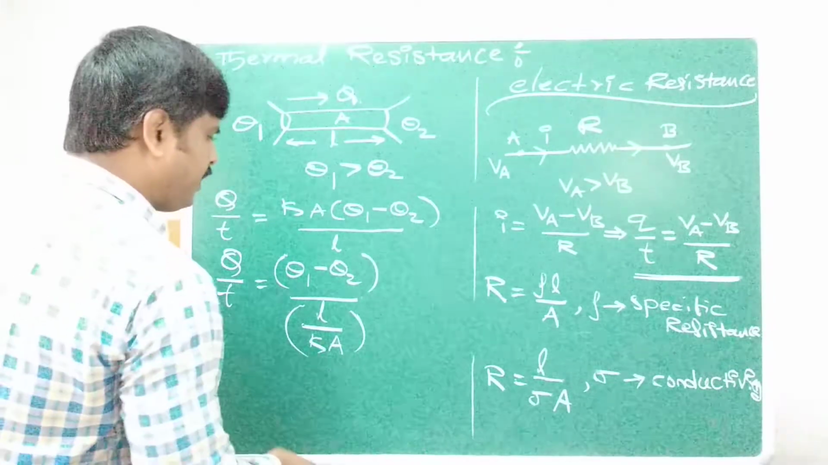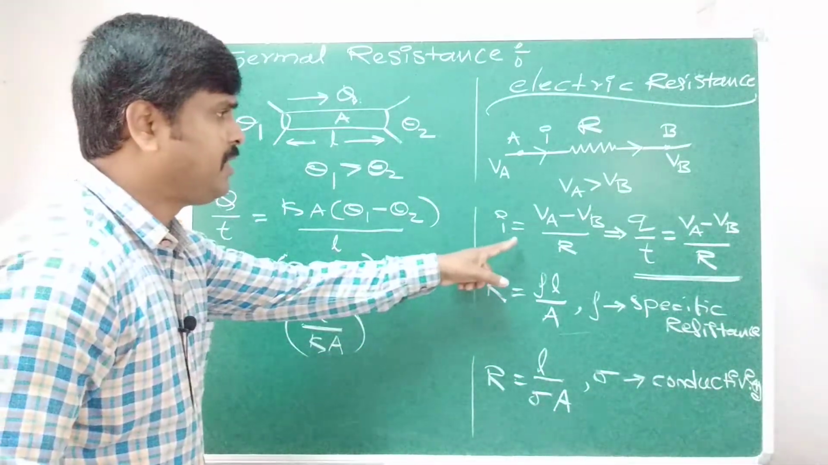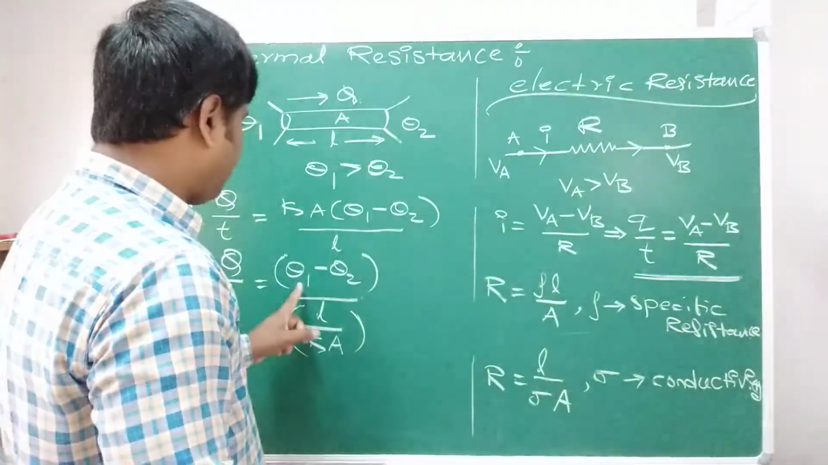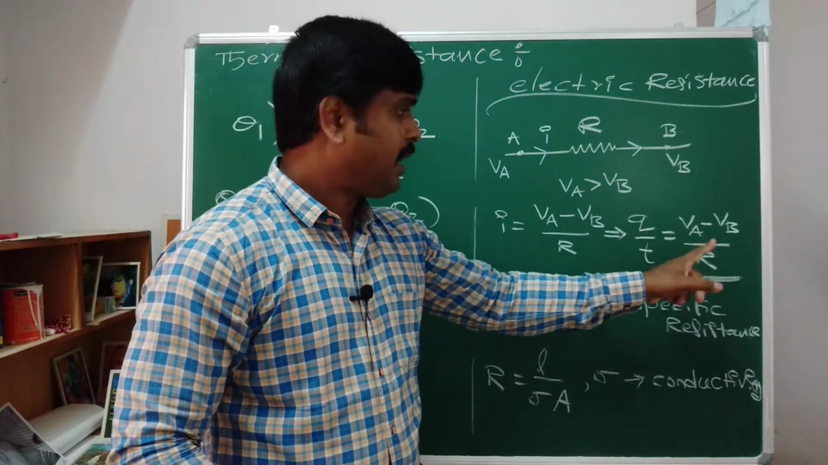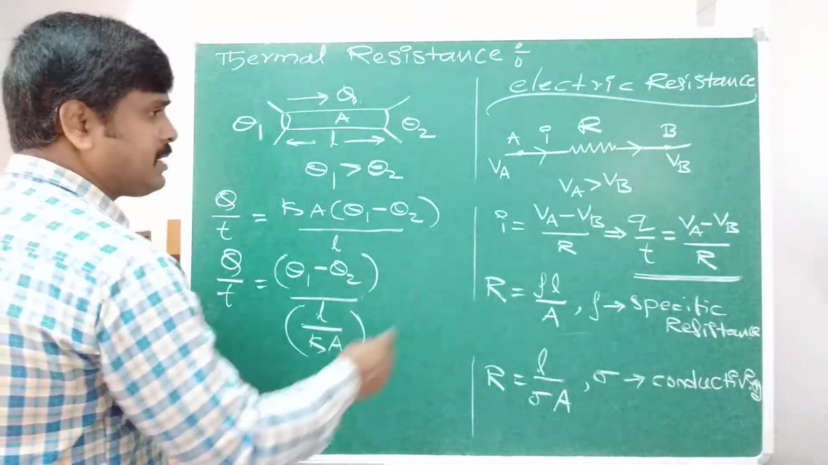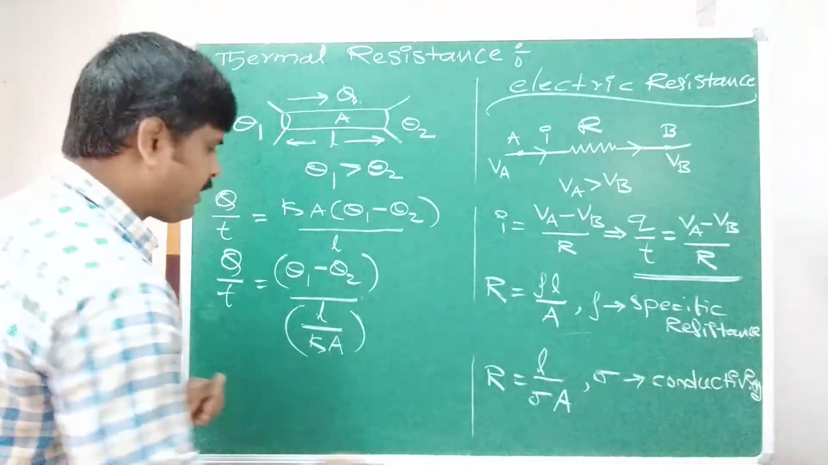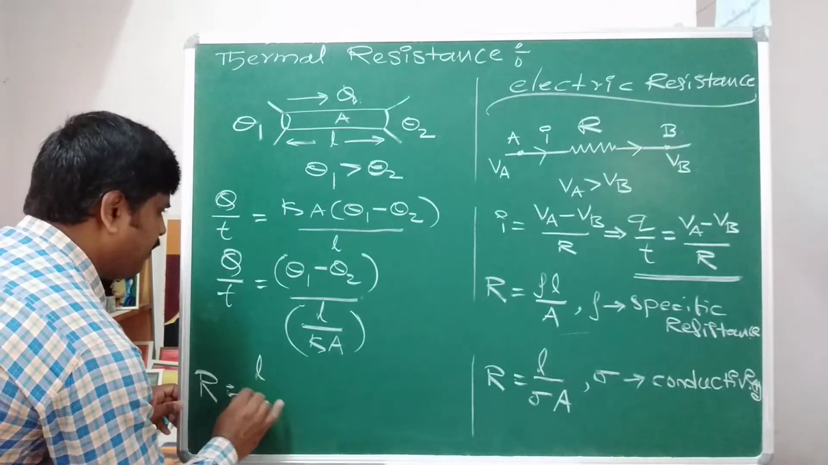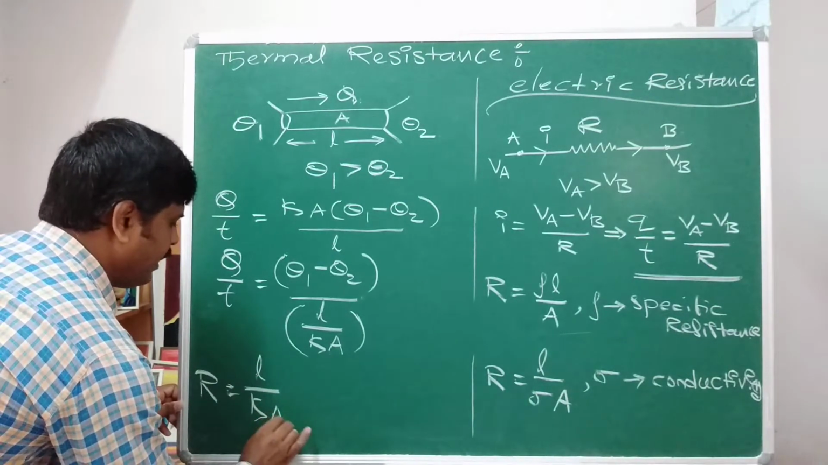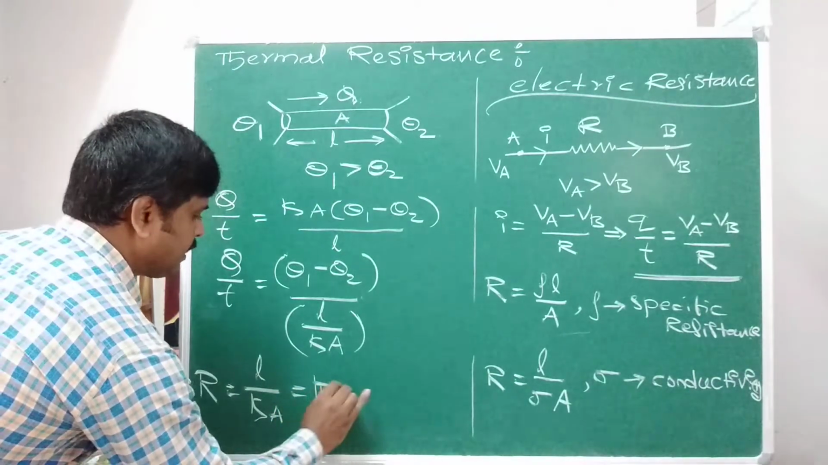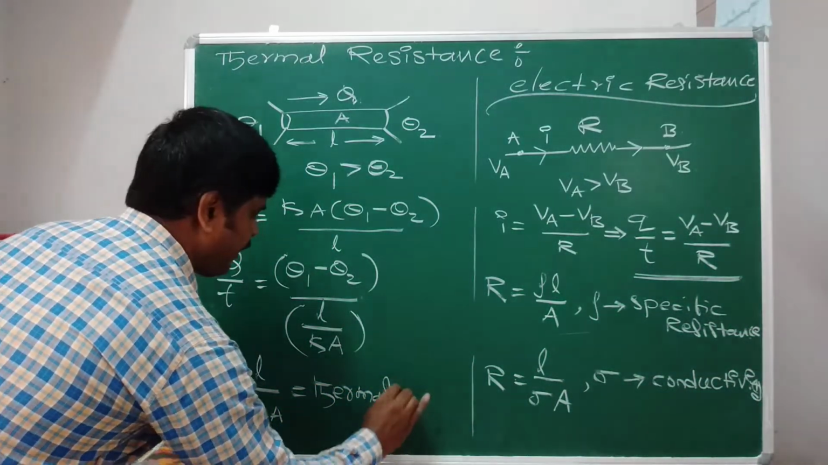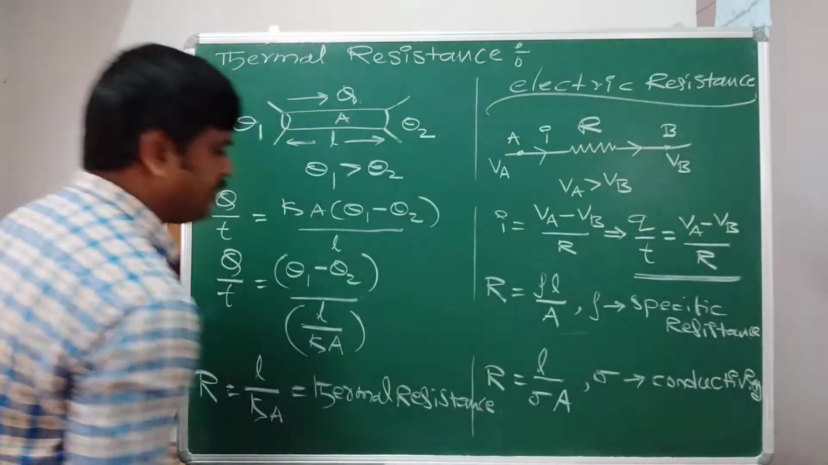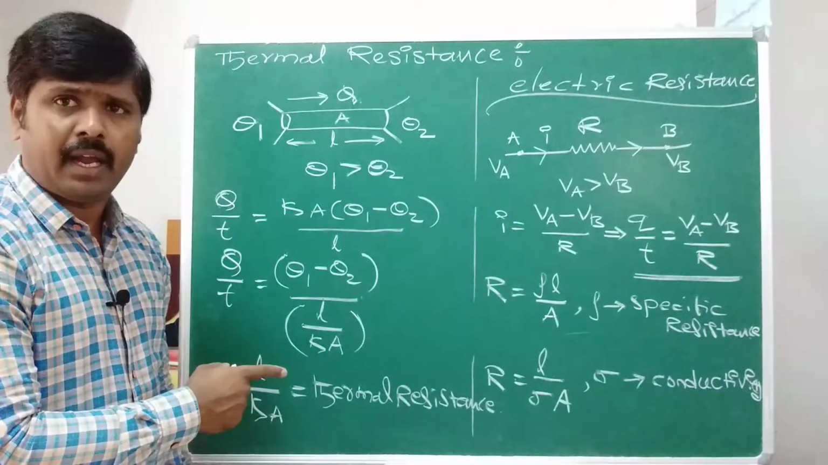One thing we can clearly understand by comparing with this equation: small q by T, theta 1 minus theta 2, VA minus VB, and R is the resistance there. Here R is the thermal resistance. So capital R is equal to L divided by K A. This is thermal resistance. Please take down notes and I will continue.